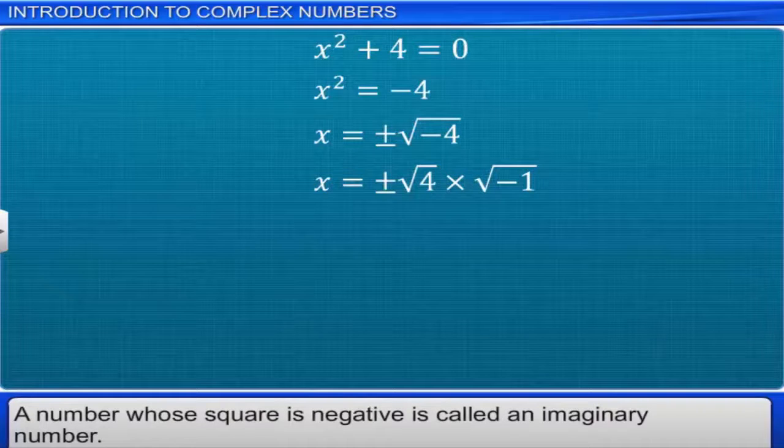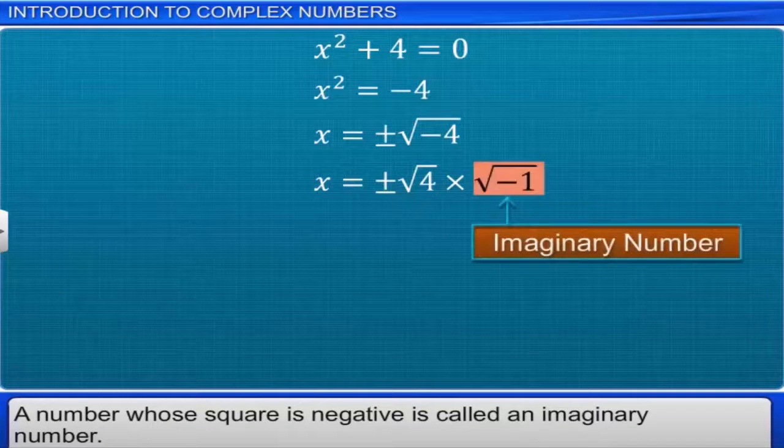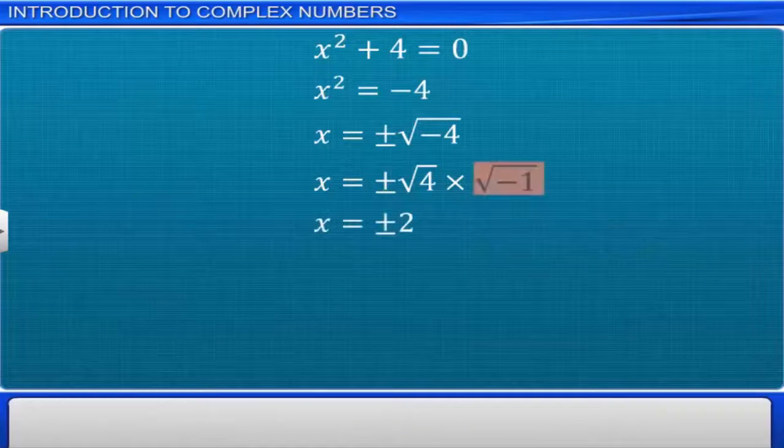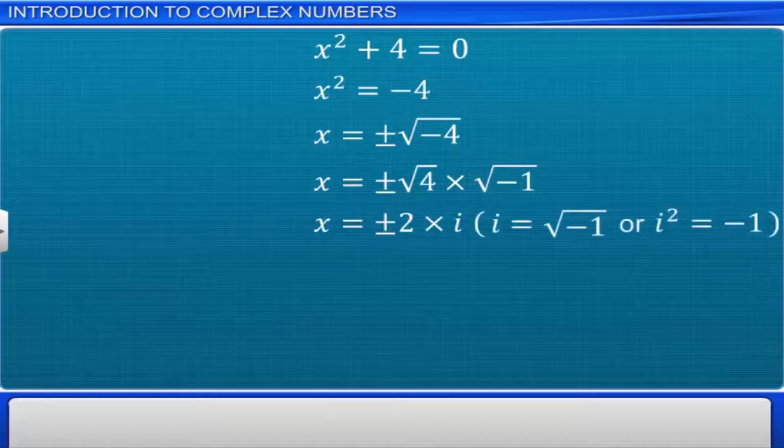A number whose square is negative is called an imaginary number. Let's denote the square root of minus 1 by the letter i. That is, i squared equal to minus 1. Therefore, the solutions of the quadratic equation are plus or minus 2i. Remember not to confuse i with a variable. These numbers are called complex numbers.